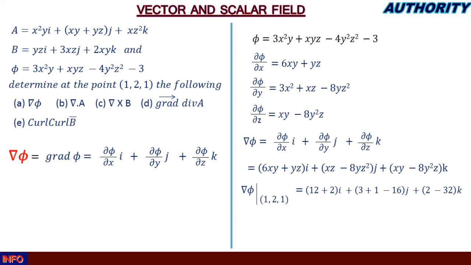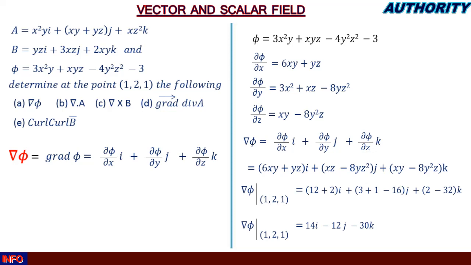When you simplify this, we are going to have 12 plus 2 on i component, 3 plus 1 minus 16 on j component, 2 minus 32 on k component. So in the final simplification, the gradient of phi at the point (1, 2, 1) is 14i minus 12j minus 30k.